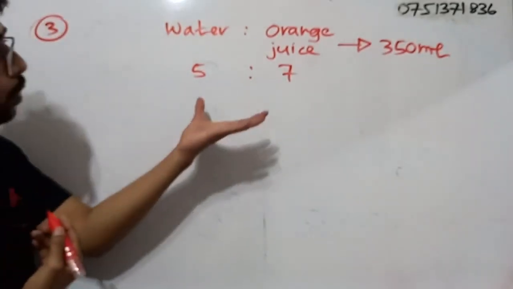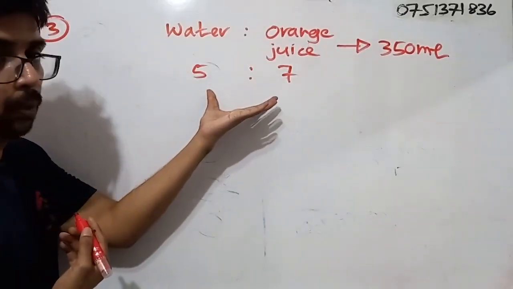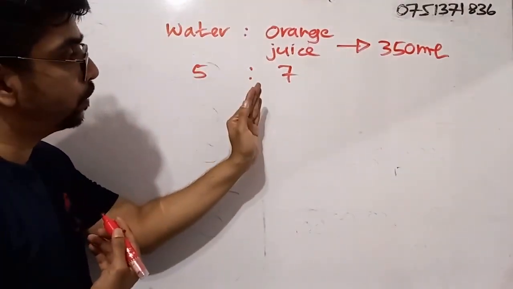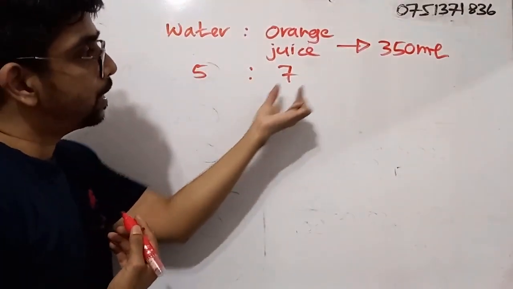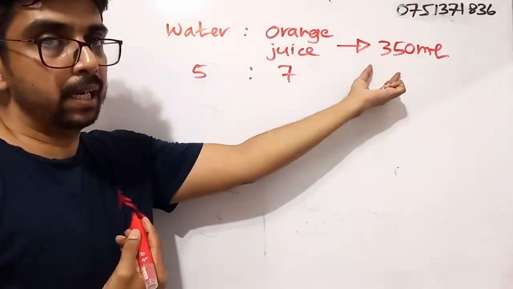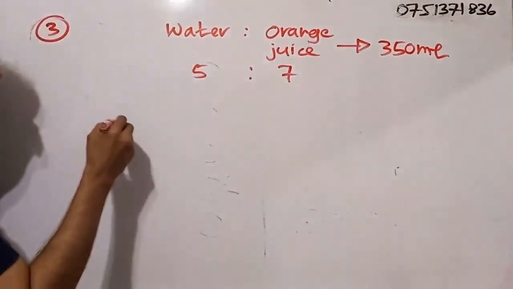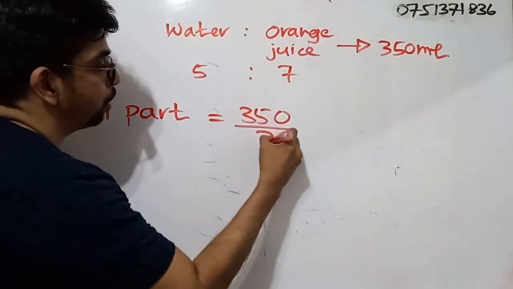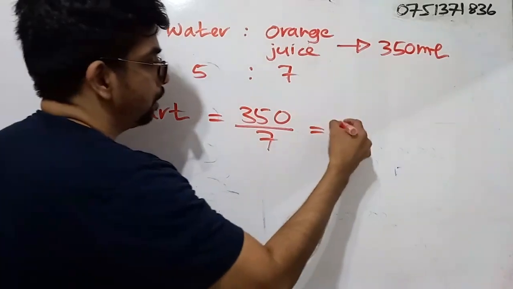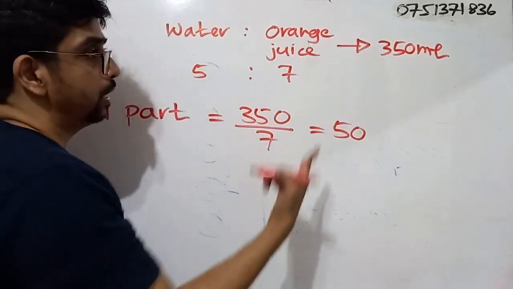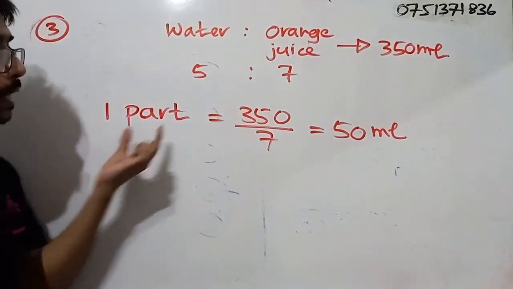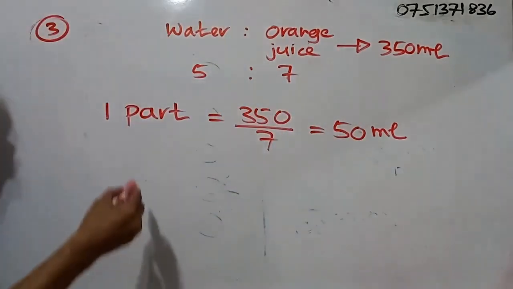By taking a look at the ratio, we know it is 5 to 7, and 7 parts are equal to 350 milliliters. So we can calculate the value of one part. That means we have to divide 350 by 7. 350 divided by 7, we know that is 50. These are milliliters. So one part is equal to 50 milliliters.